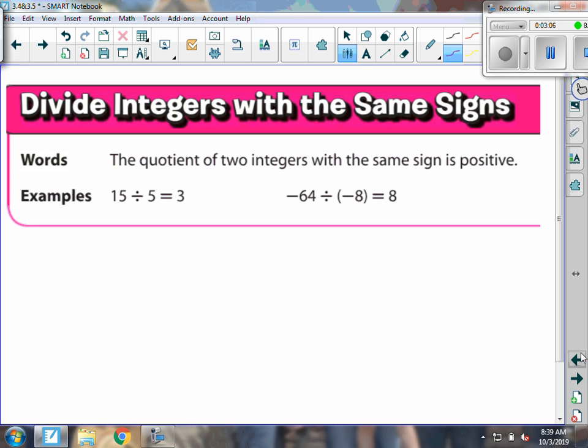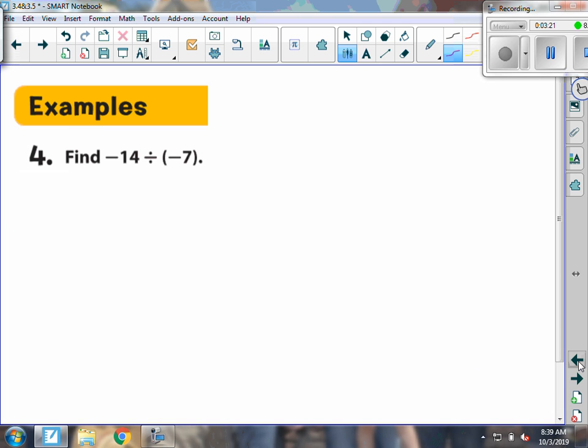Now we're going to divide integers with the same signs. So remember, a positive divided by a positive is a positive. You should hopefully know that already. A negative divided by a negative is going to give us a positive. Those negatives cancel out, just like they do with multiplication. So copy this, negative 14 divided by negative 7. 14 divided by 7 is 2, so negative 14 divided by negative 7 is 2. Your negatives cancel out.